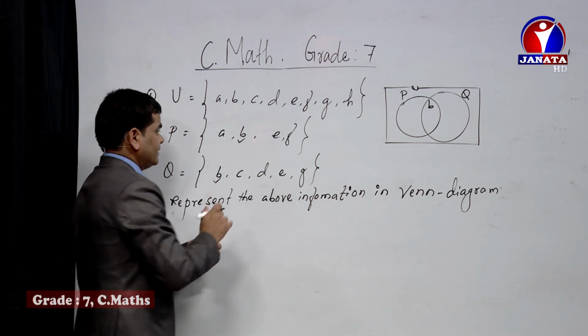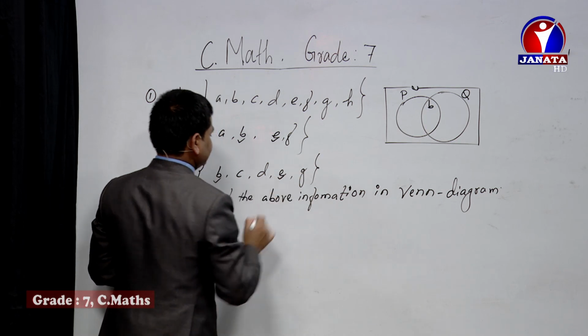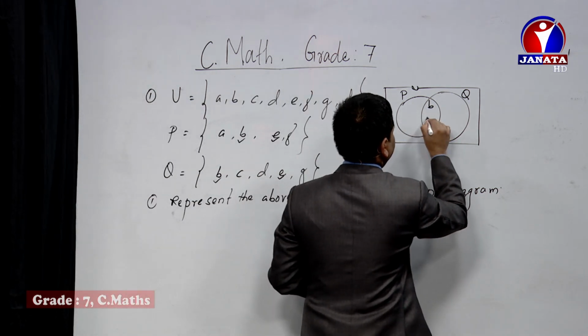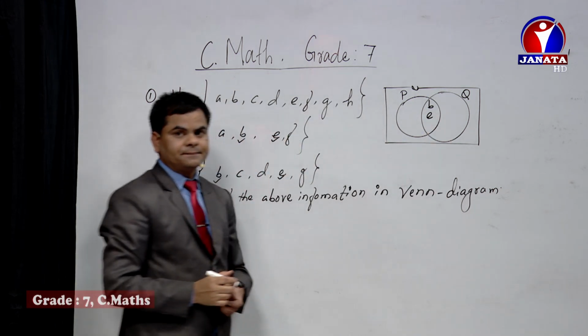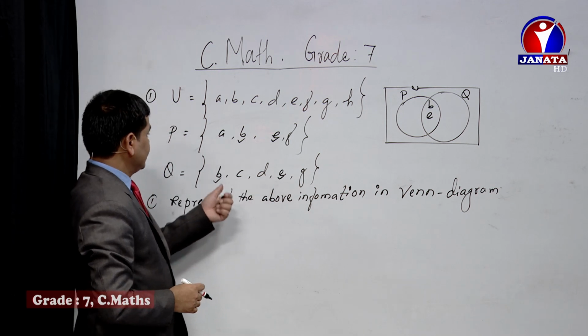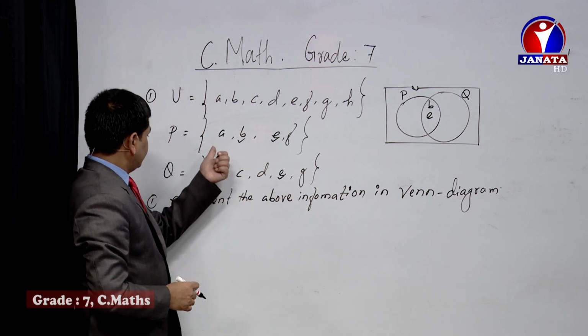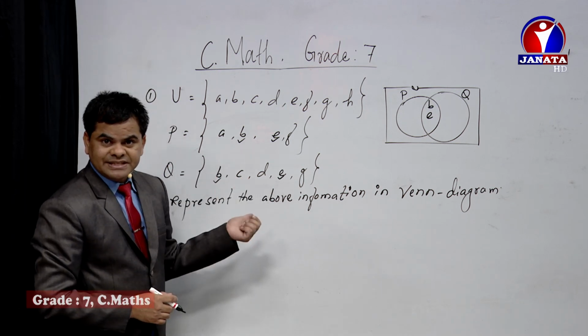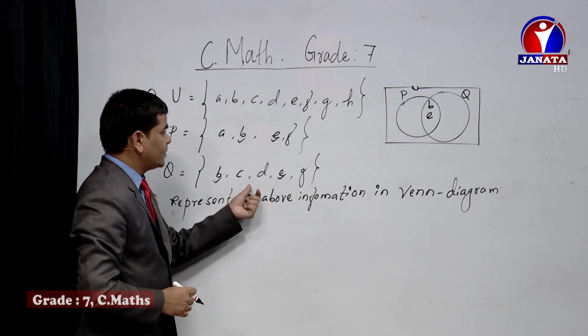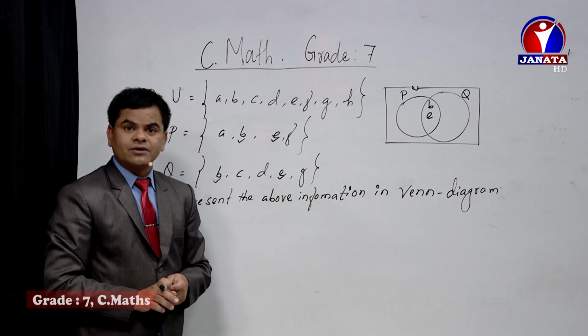Now another one, if you see E, look here, dear friends, E is also common. So E also must be in the intersected place. Now if you see other elements, do they match with each other in between the P set and Q set? No. That means we don't need to include other elements in the intersected place.